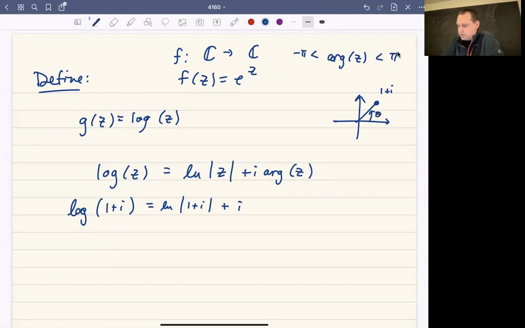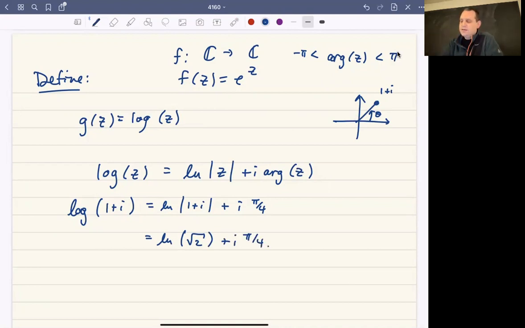It's not an arbitrary point. It's one that's picked out so that this is nice. And so the argument between negative pi and pi is going to be pi over 4. And so the modulus of 1 plus i, if you were to think about what's the modulus here, that would be square root of 2. So this is the natural log of the square root of 2 plus i times pi over 4. And that's going to be how it turns out we define our log term.